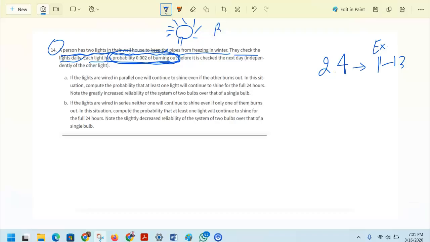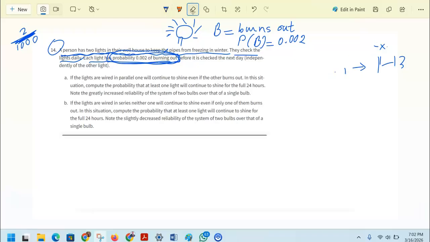Suppose I call B the bulb, and this one is burns out. Burns out means goes off. So what they give us is the probability that it burns out. This one is given to you: 0.002. Basically, out of 1,000, there are two bulbs which could go off in 24 hours. That's what that means.